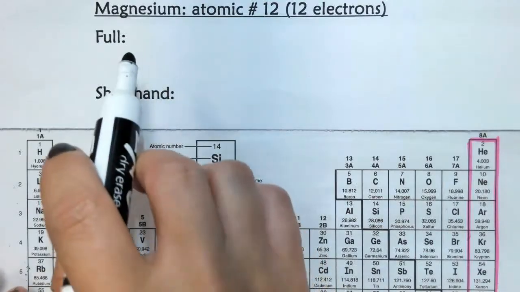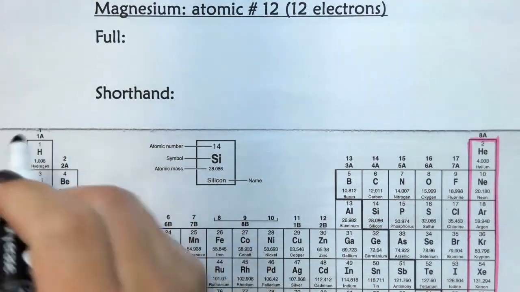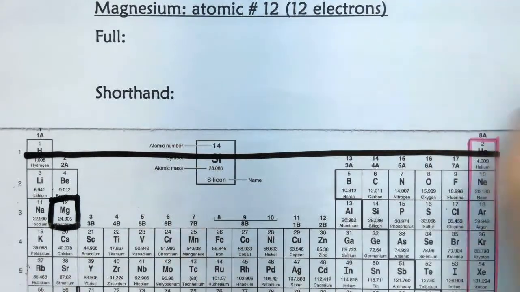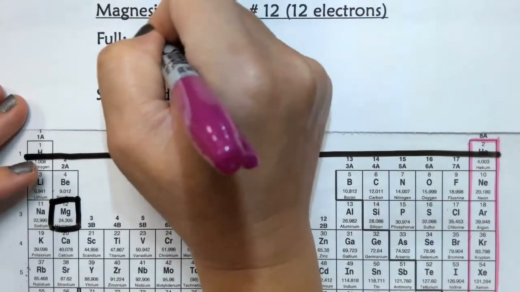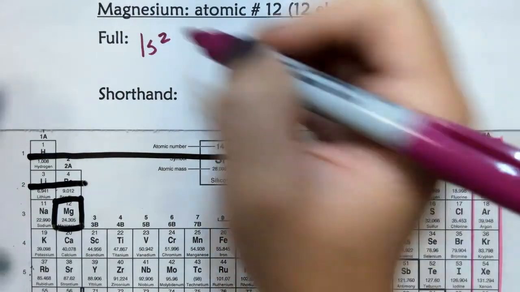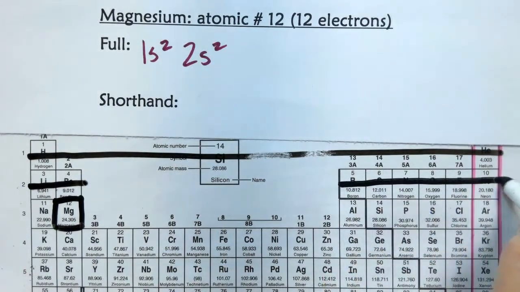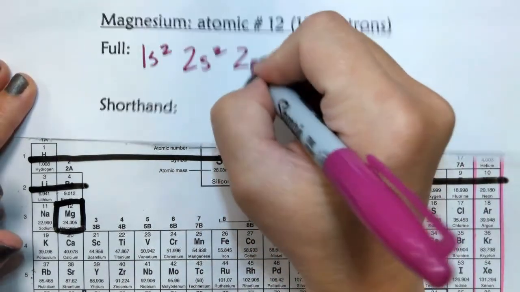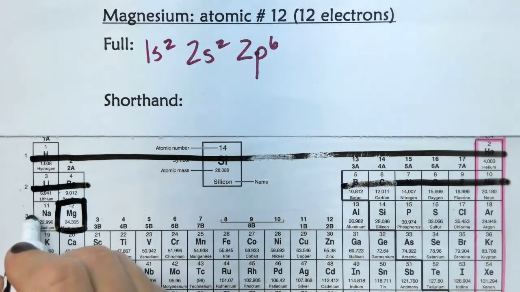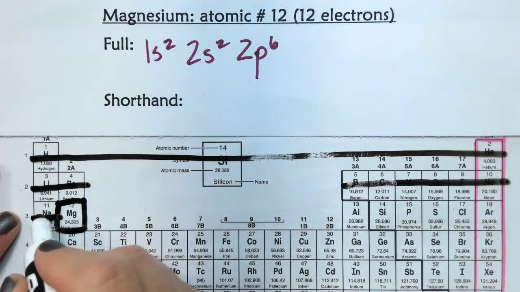First, let's write the full electron configuration of magnesium. This is magnesium here. We want to go through row number 1, and that's going to give us 1s2. Then we're going to go through row number 2. This is going to be 2s2. This is going to be 2p6. And now we're on row number 3, and we're going to stop here in the S block, so it's going to be 3s2.